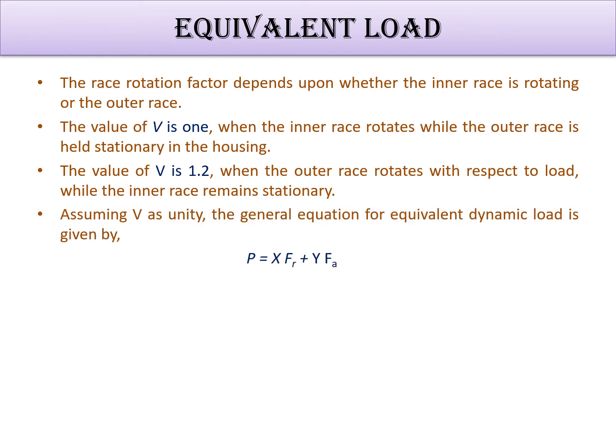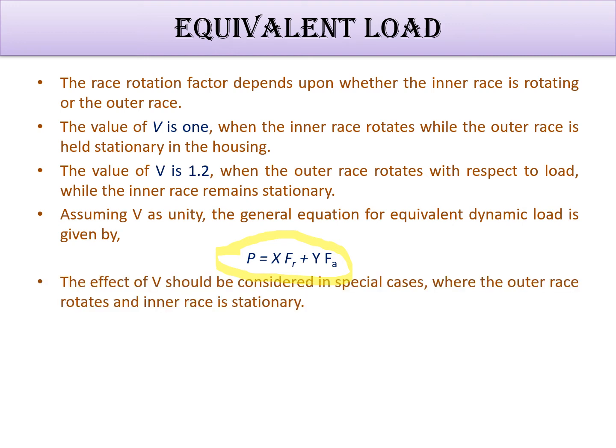Okay. And the same thing, we consider that the inner race is rotating. So V will be 1. So the equation will become P is equal to XFR plus YFA. So it just depends on these two factors. Now V should be considered in the special case where the outer race is rotating.